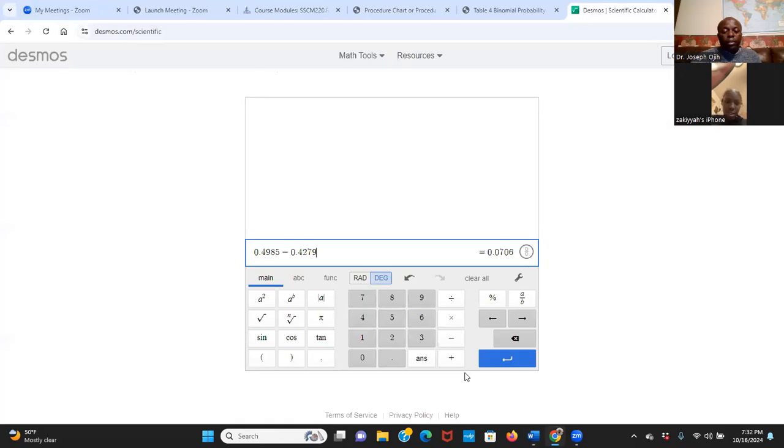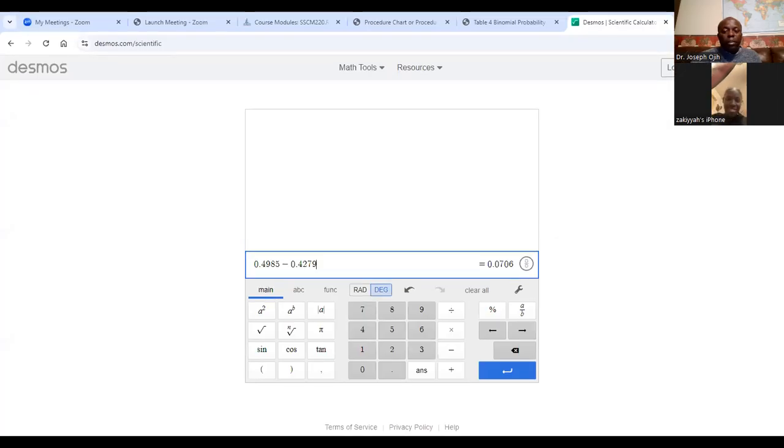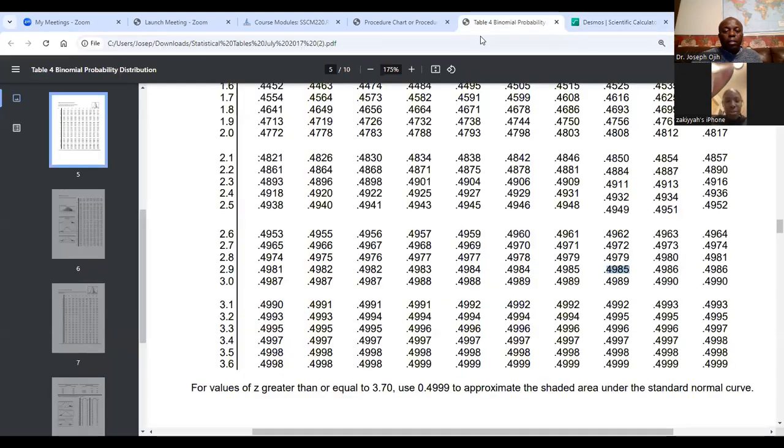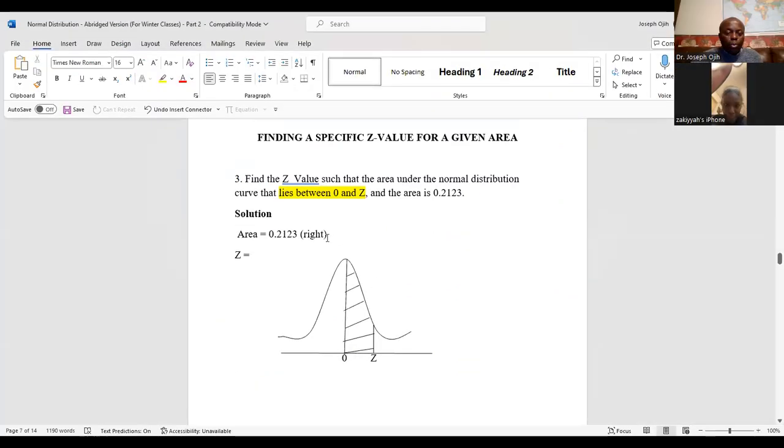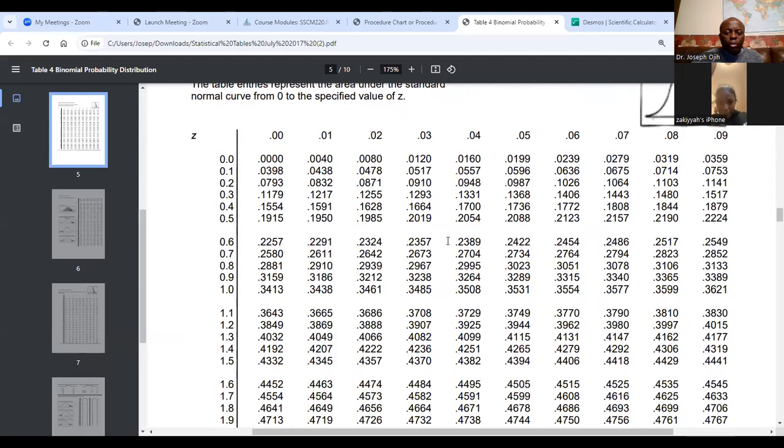We can look for it from the table. This is the table right here, so let me share it again. Now we're looking for 0.2123. This time we're looking inside the table. I found it here.